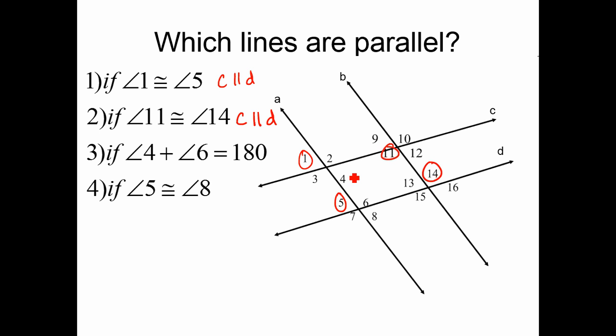So 4 and 6, these two, if those are same side interior angles and they add up to 180, that means C would have to be parallel to D. And if 5 and 8, here's 5 and here's 8, those are vertical angles. Vertical angles are congruent, but it doesn't tell us anything about parallel lines. So this last one, not enough information. There's nothing we know for certain by simply knowing that 5 is congruent to 8.